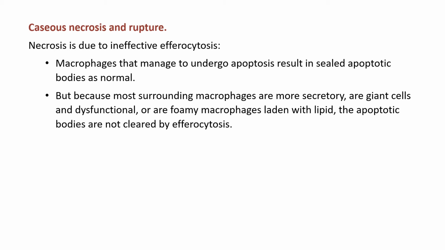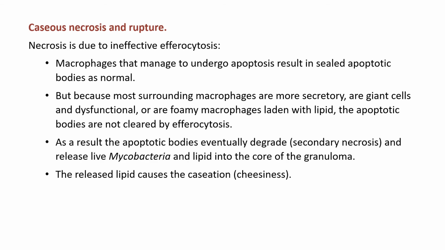So we end up with these apoptotic bodies going into secondary necrosis. They eventually degrade, and when they degrade, they release live mycobacteria and lipid into the core of the granuloma. Of course, the lipid component of this gives us this cheesiness known as caseation. So we have caseous necrosis.